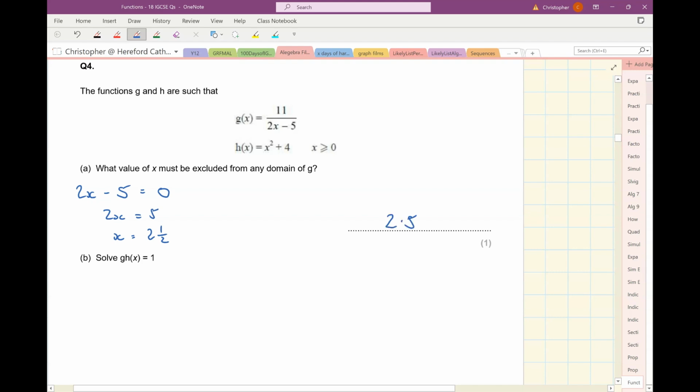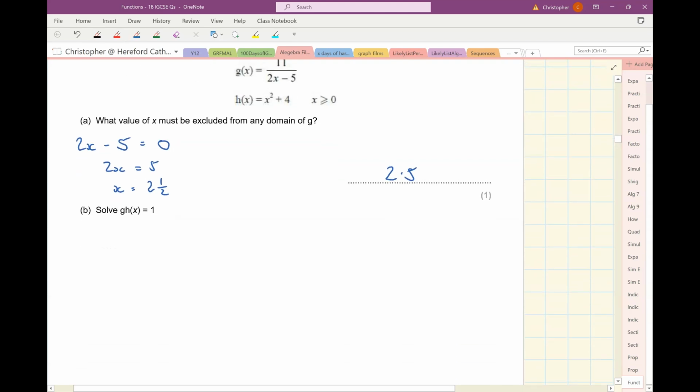Solve the equation gh of x equals 1. So I need to work out algebraically what that left-hand side is going to look like. Well, I know that h of x is x squared plus 4. So if I'm going to g that h of x, I'm going to need to g x squared plus 4.